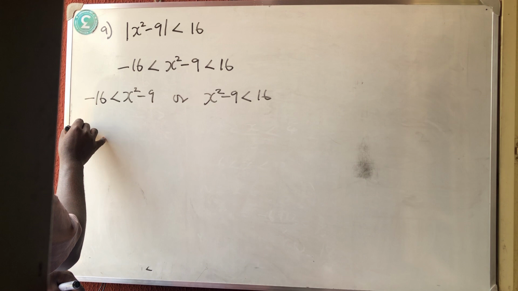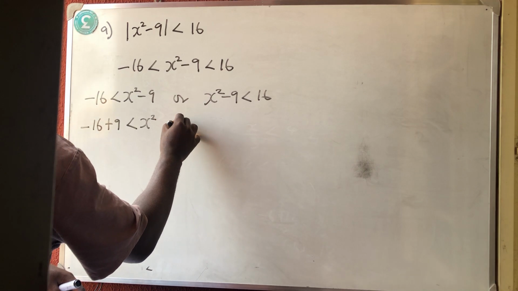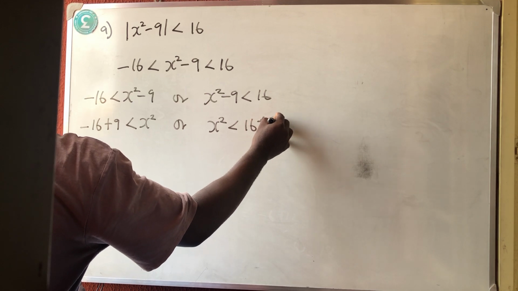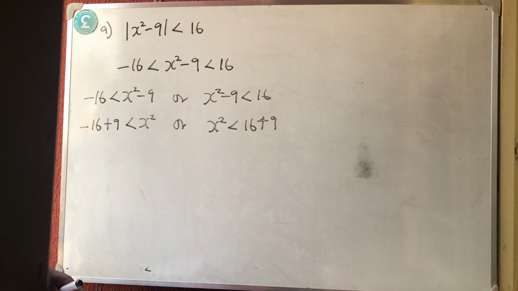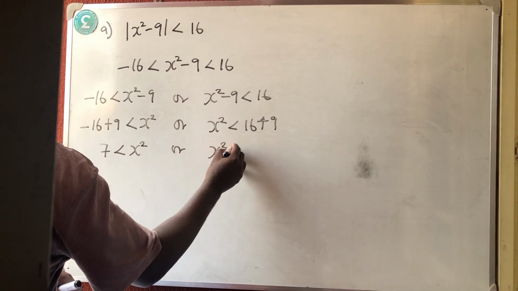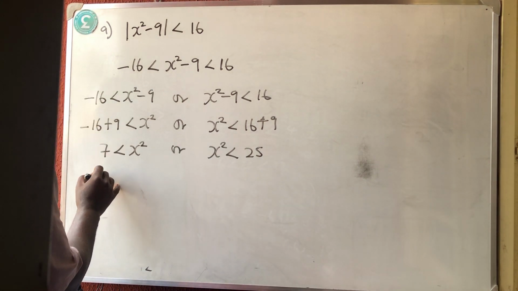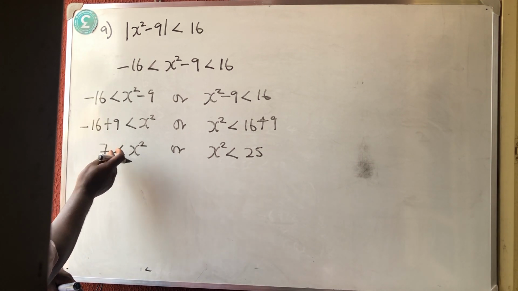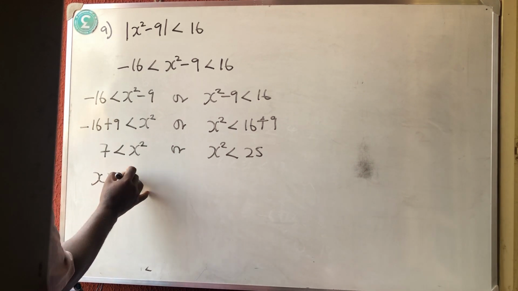So what do we have now? This one can go here to have the what? Minus 16 plus 9 is less than x squared. Or this one can go here. x squared is less than what? 16 plus 9. So what are we having now? This one is giving me, I think, 7. So 7 is less than x squared, or x squared is less than 25. So this one is giving me that what? That x, if you want to write x first, the sign will still be pointing where it is pointing. So the sign is pointing at 7, so you still make the sign point at that 7.